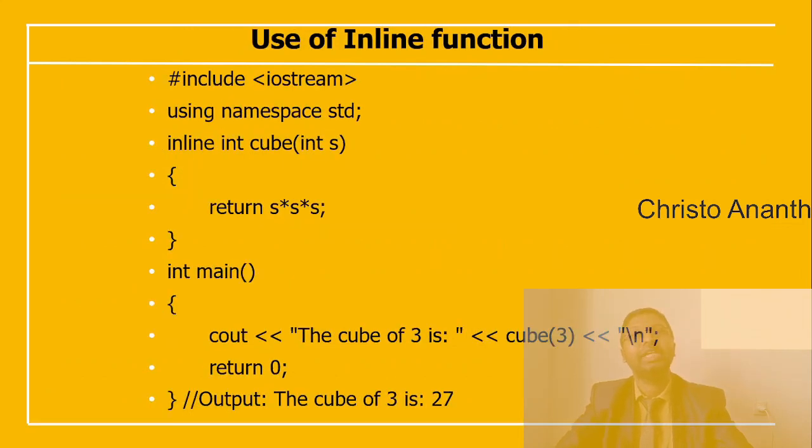So we'll try to use an inline function. #include <iostream>, using namespace std. Inline int cube of int s, you return the cube, so s multiplied by s multiplied by s. Here is the int main function, and cout. This is the driver code. The cube of 3 is, so you are going to calculate the cube of 3, and return 0. If you substitute the s value 3, then 3 multiplied by 3 multiplied by 3, the cube of 3 is 27.